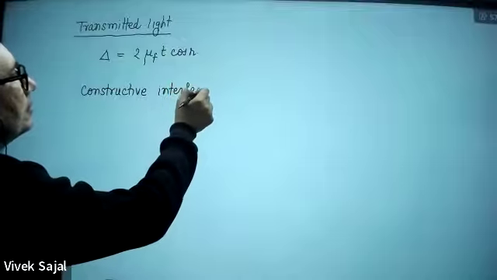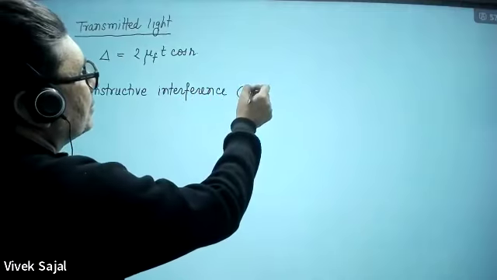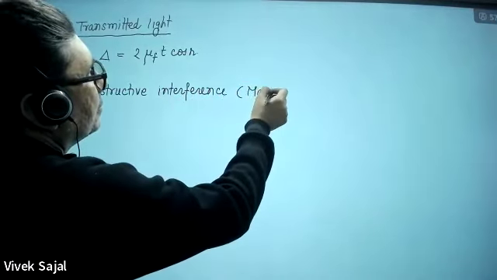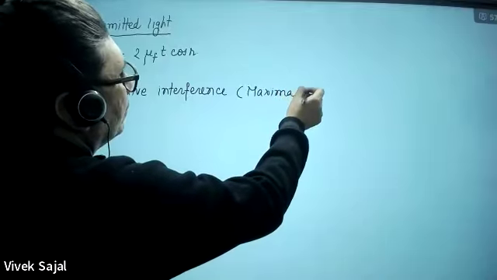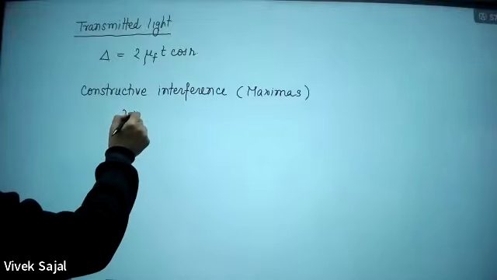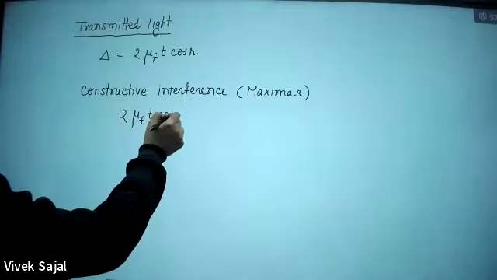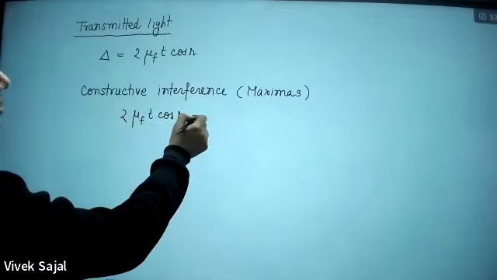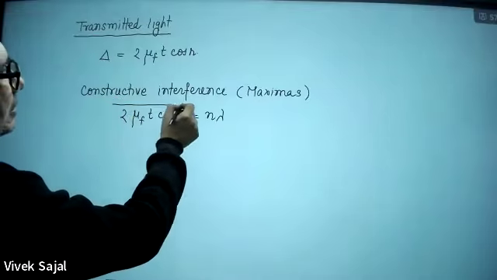Interference. This is maximum. This will be 2 mu t cos r. This is the path difference. This will be equal to n lambda. So this is the reverse condition.